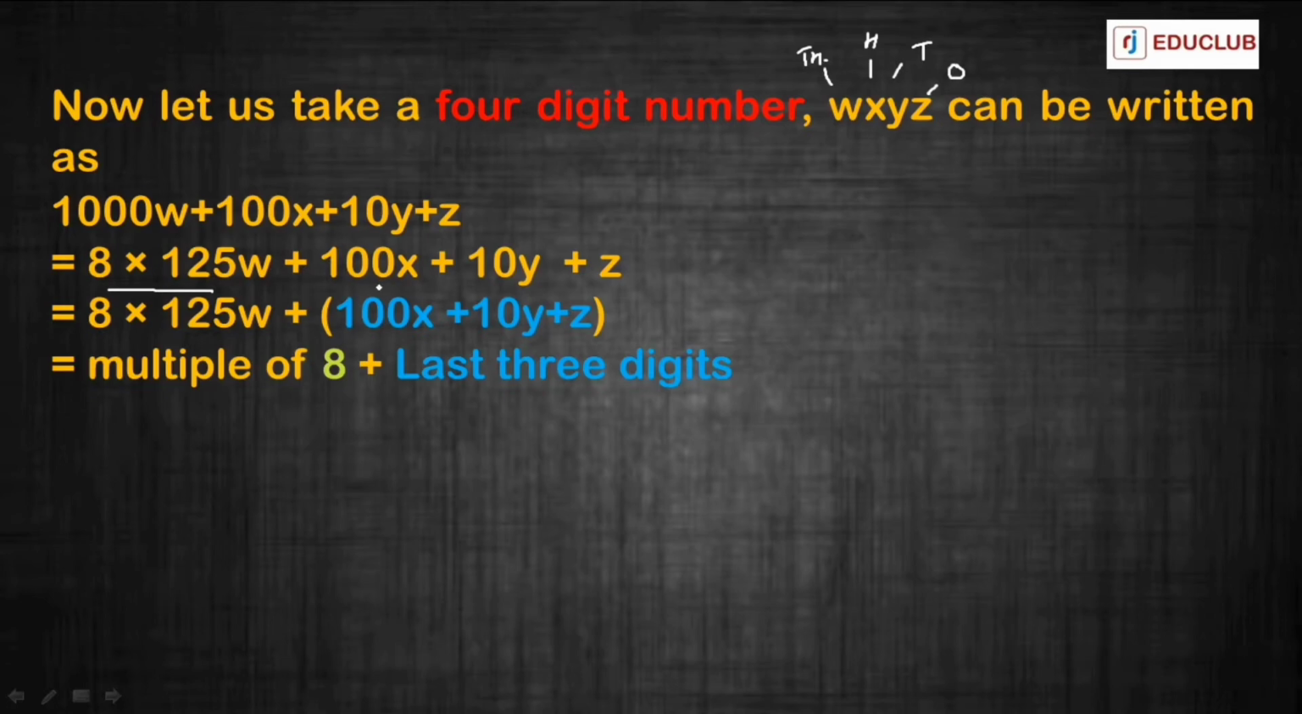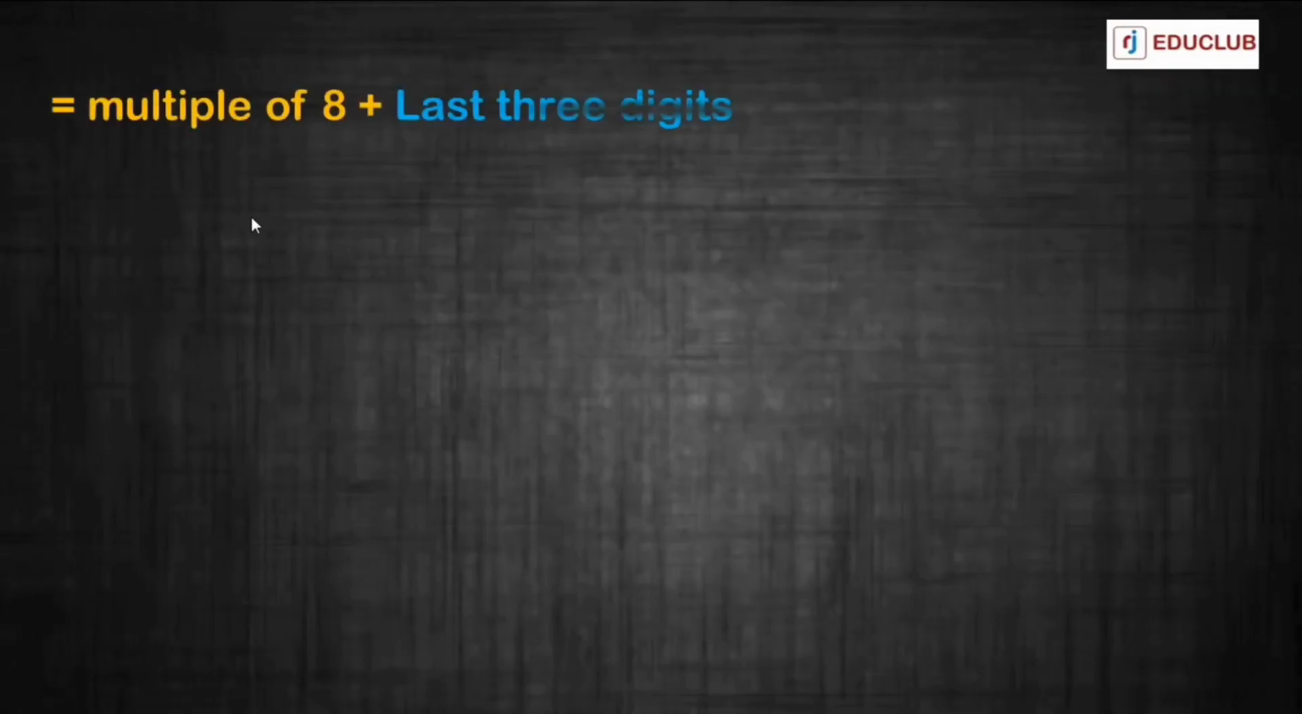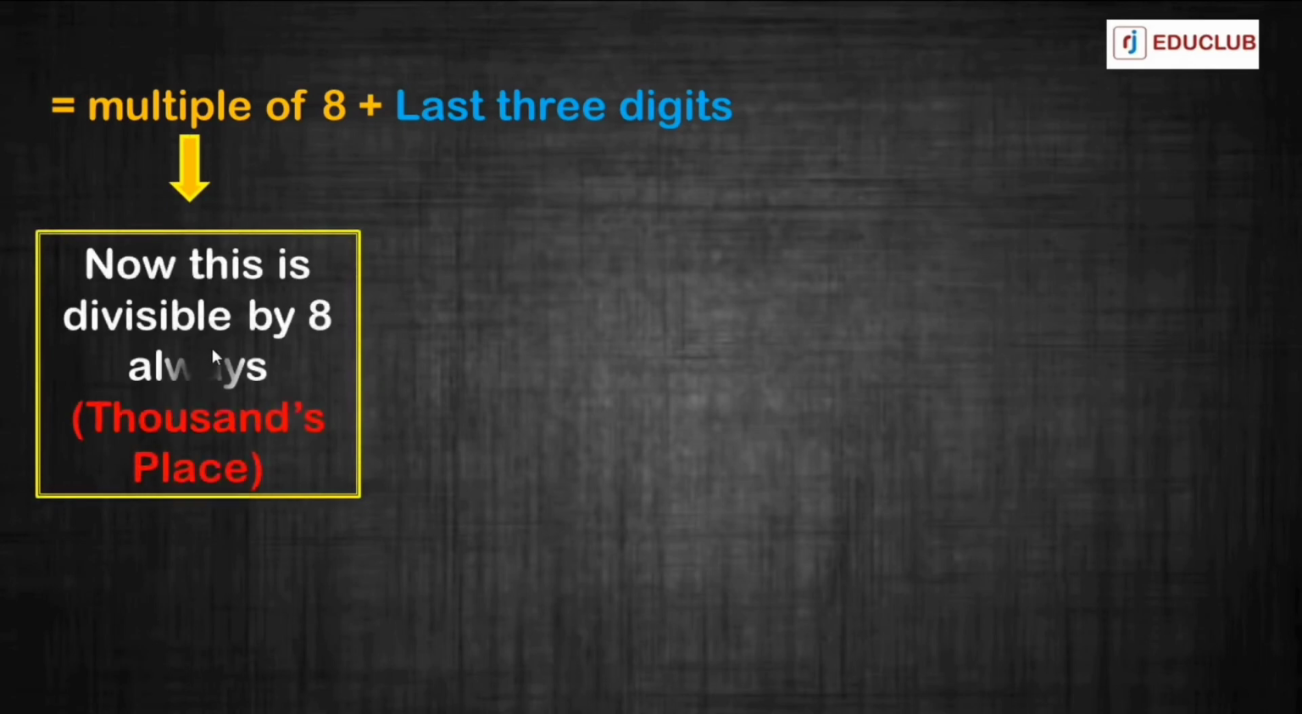Now 100 is not a multiple of 8, so we cannot write it that way. The same goes for 10y and z. So we take these together, 100x, 10y and z. This is basically the last 3 digits. This can be written the same way, 100x because x is at hundreds place, plus 10y plus z. Now the first term is a multiple of 8 and this is only the last 3 digits. So the first term is divisible by 8 always. So the thousands place term is always divisible by 8.